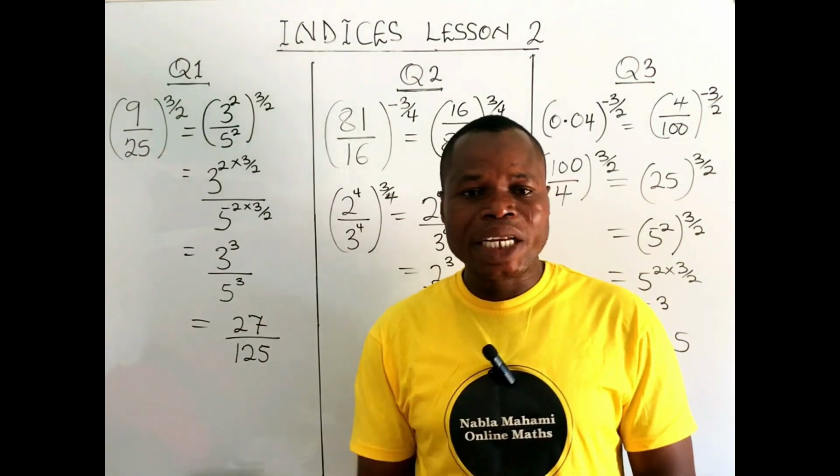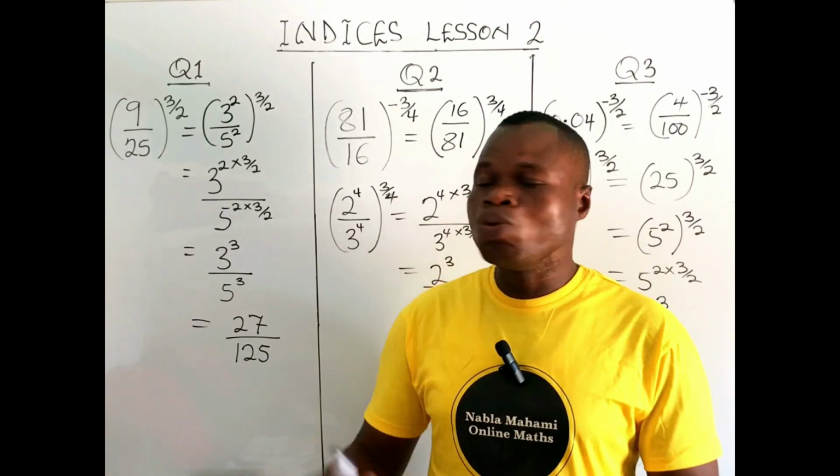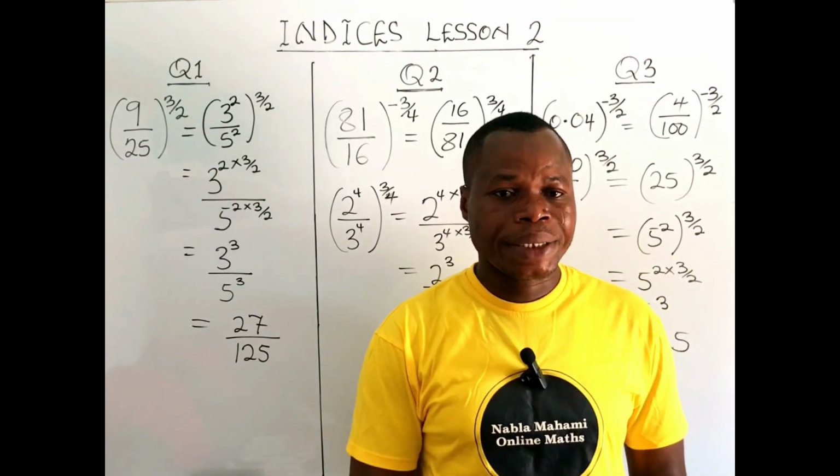So this is how we solve or simplify indices questions. If you have powers, whether negative or positive, this is how you do. And these are some of the basic rules. There are some problems that you need to use different rules, but not these ones.